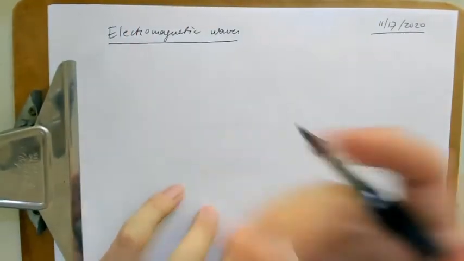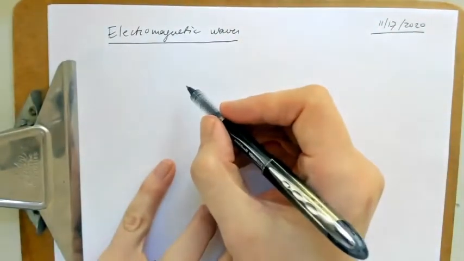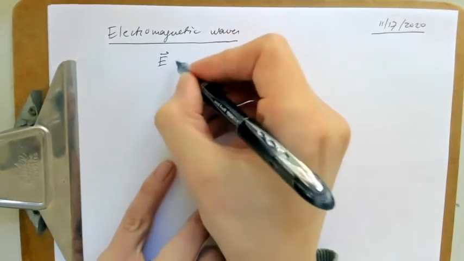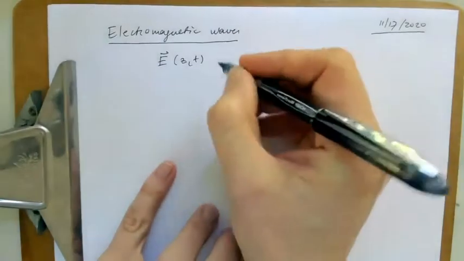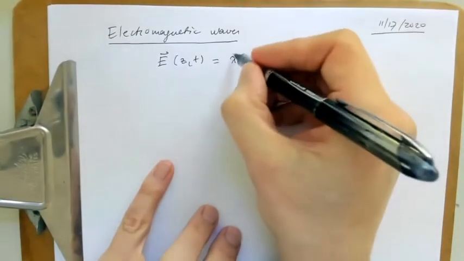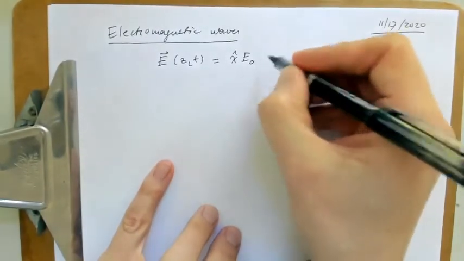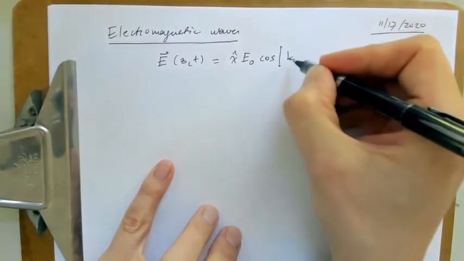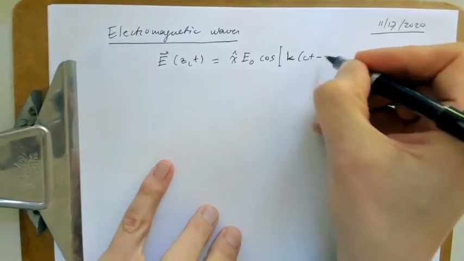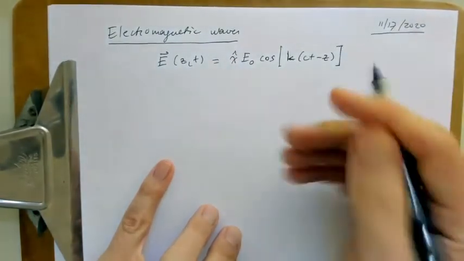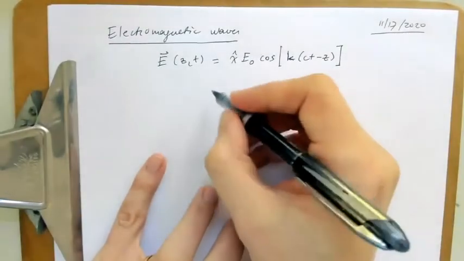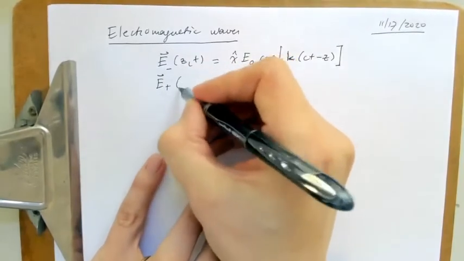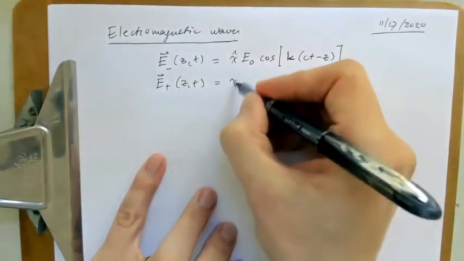All right. At the end of last class, we had come up with an electromagnetic wave that looked something like this. We said that there was only a z and a t component, and it was pointing in the x direction. It has some kind of prefactor, and it was cosine of (ct minus z). And that was one solution. There was also a solution that was going in this direction.